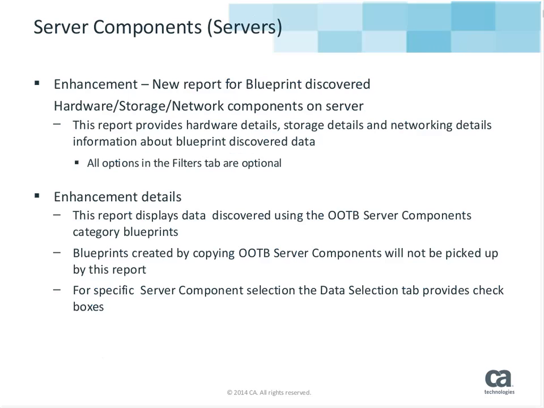So the enhancement details here: this report displays data discovered using the out-of-the-box server component category blueprint. And if we want to look at a blueprint we created by copying that blueprint, the server will not be picked up by this report. For specific server component selections, the data selection tab provides the checkbox, so we go through that process.